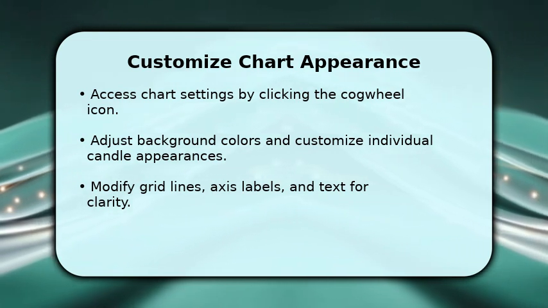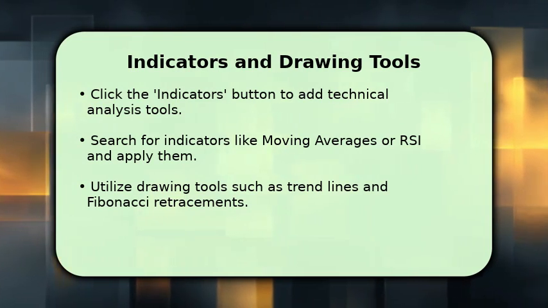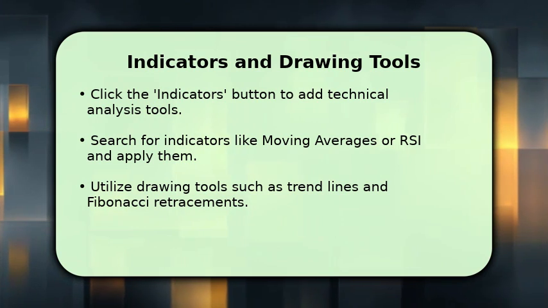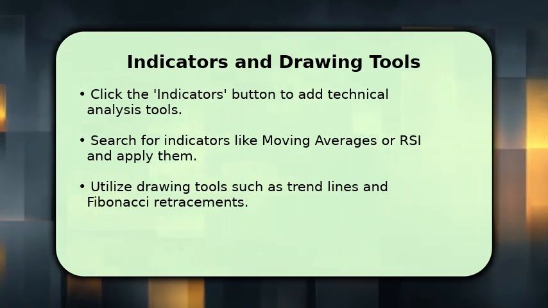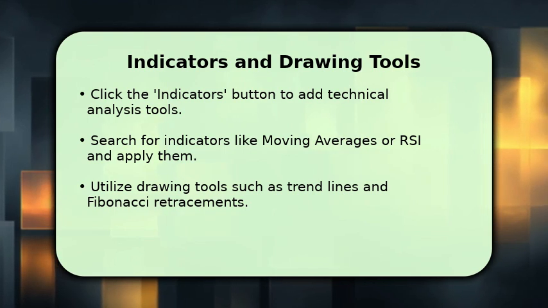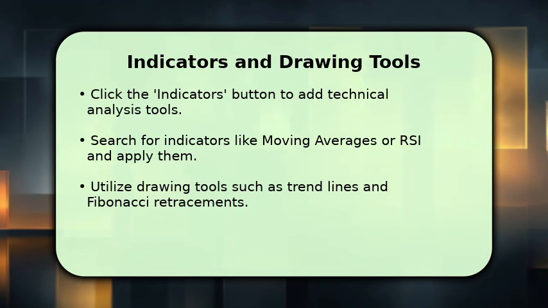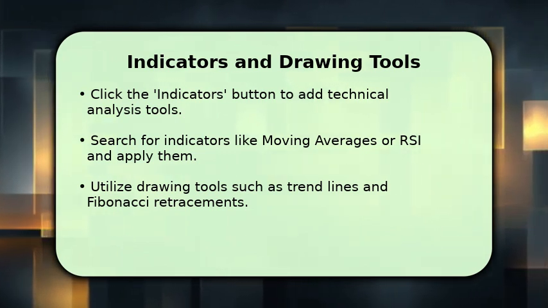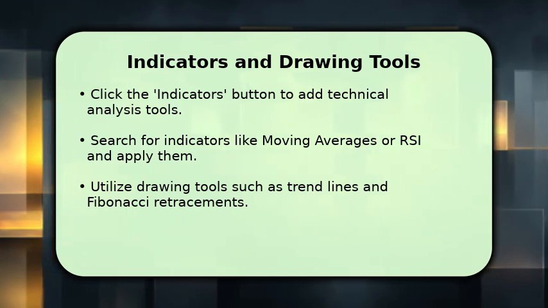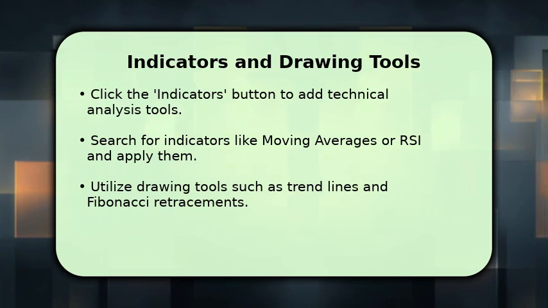To enhance your analysis, you'll want to add indicators and drawing tools. Click the Indicators button, often represented by a beaker icon, in the top toolbar. A menu will appear where you can search for popular indicators like a simple moving average or the relative strength index. Double-click to add them to your chart and adjust their settings as needed. On the left-hand toolbar, you'll find drawing tools like trend lines, horizontal lines, and Fibonacci retracements to mark key levels and patterns.